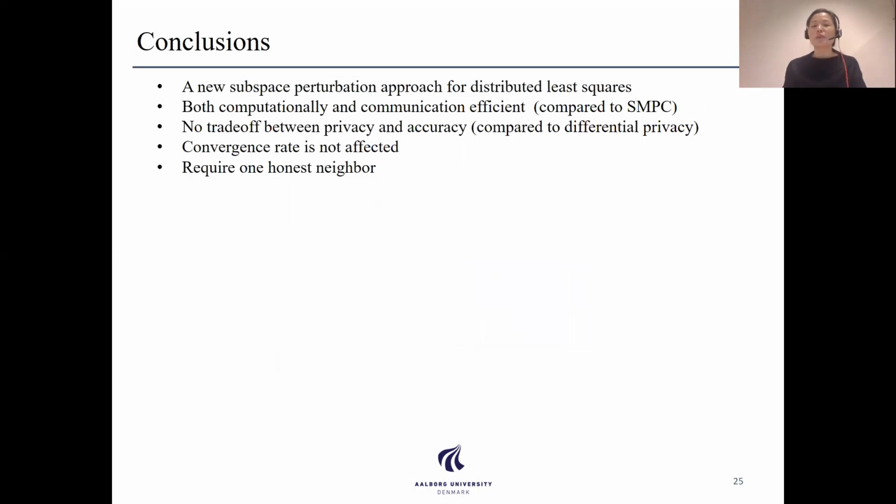Overall, we conclude that we propose a new subspace perturbation approach to achieve privacy-preserving distributed least squares, and it is both computationally and communicationally efficient, and there is no trade-off between privacy and accuracy. In addition, the convergence rate is not affected. One thing we require is one honest neighbor to guarantee that our privacy is protected.